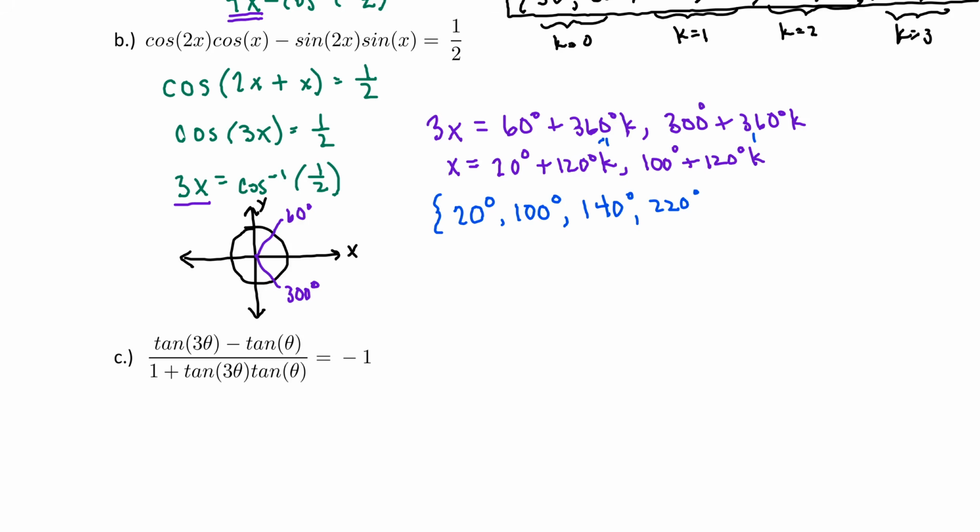Next, for k equal to 2, we could say 20 plus 120 times 2, or 20 plus 240. That would give us 260 degrees. And if we did 100 plus 240, we would have 340 degrees. And if we went any further, we'd be out beyond 360 degrees.